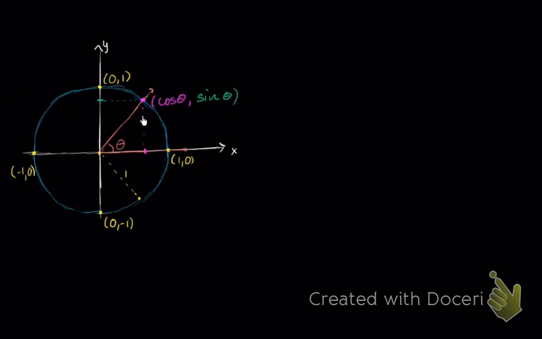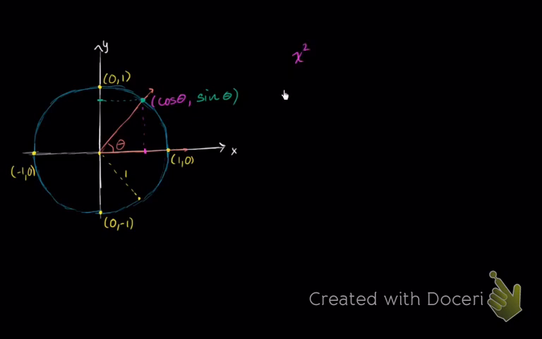But what I want to do is leverage what we already know about the unit circle definition of trig functions to help prove the Pythagorean identity. It almost falls out of the fact that this point right over here is on a circle of radius 1. So what is the equation of a circle with radius 1 centered at the origin? Well, the equation of that is x squared.